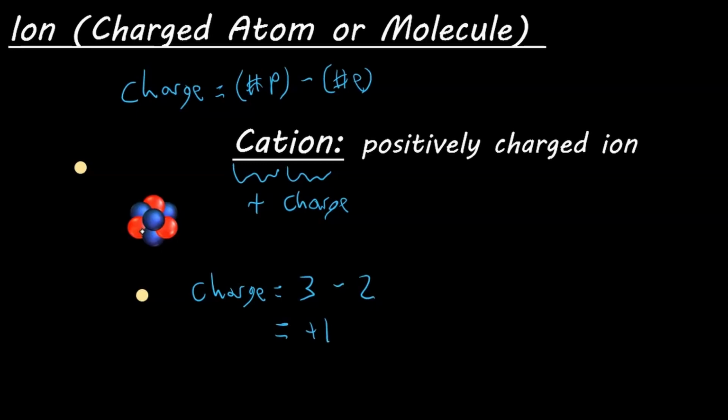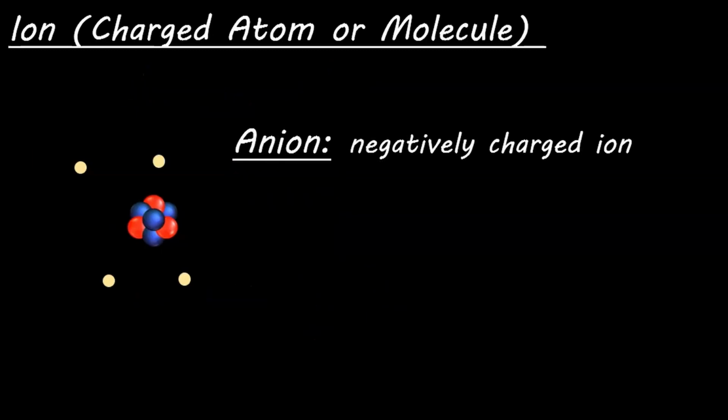Now, I should mention, what does it mean by being charged? Well, charged means that the atom has an imbalance of either electrons or protons. So there's either one more proton or two more protons. We don't have the same number of electrons as protons, therefore there's a charge on that ion. Now, the ion could also be negatively charged, and that's called an anion. An anion is negative. And remember, ion means charge.